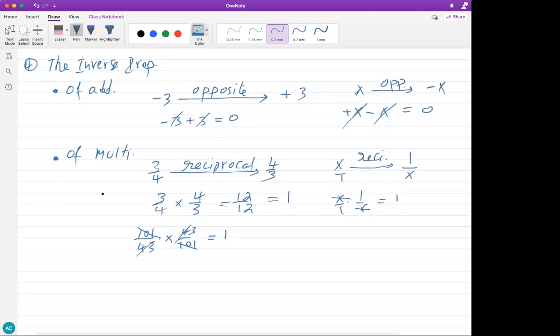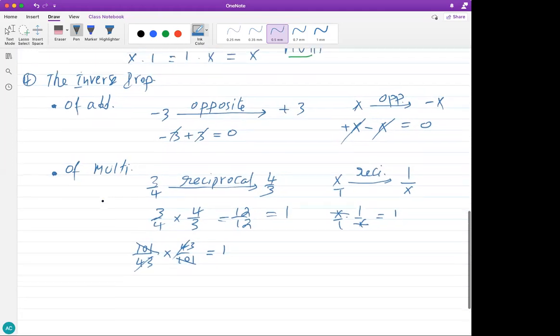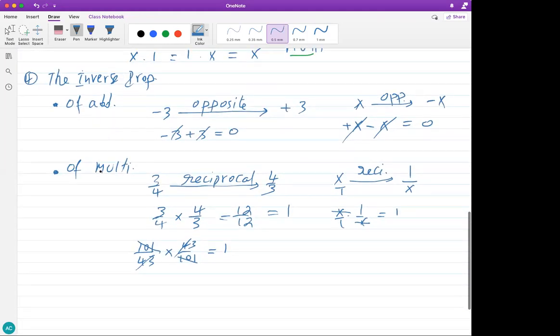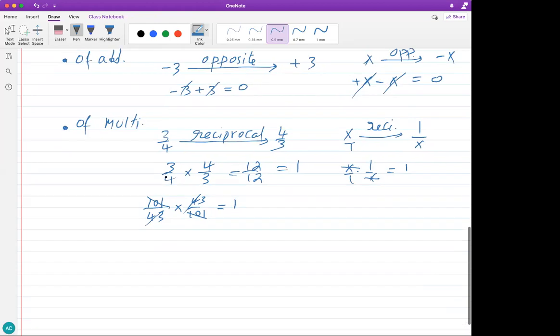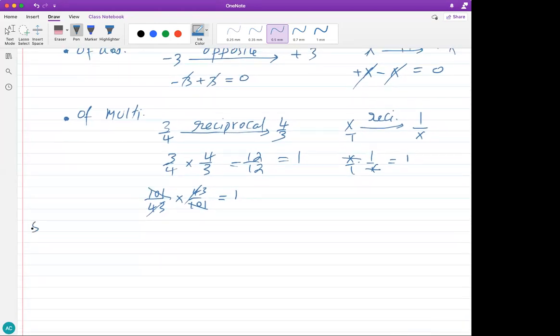So that's the fourth property, the inverse property of multiplication. It involves the reciprocal. The inverse property of addition involves the opposite, which basically means change the sign. Reciprocal means flip the fraction. The fifth and the last one is called the distributive property. I'm sure you're familiar with it, and you've seen or used it before.